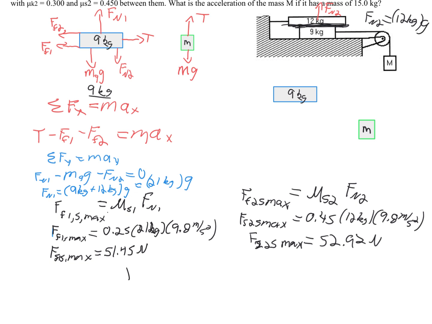So if we add those together, the total net static force of friction, the sum of those two, comes out to be equal to, let's write this out, 104.37 newtons.